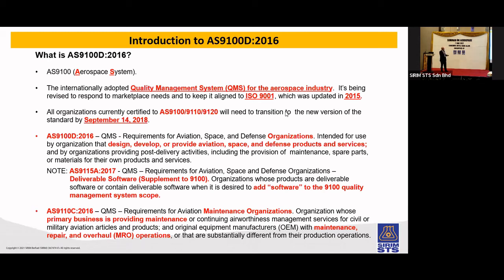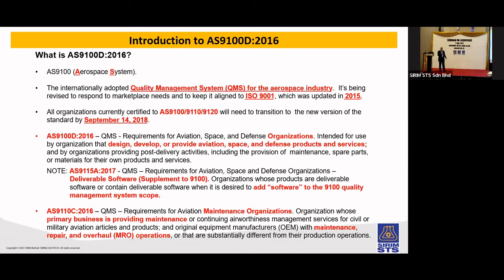So that means those whose primary business is providing maintenance and also overhauling, regarding your original equipment manufacturer, OEM, your direct supplier, or first tier or second tier to Boeing or Airbus, and also the maintenance, repair and overhaul, MRO operation, which is certainly different from the production operation. So totally you focus on MRO. 9110C edition.